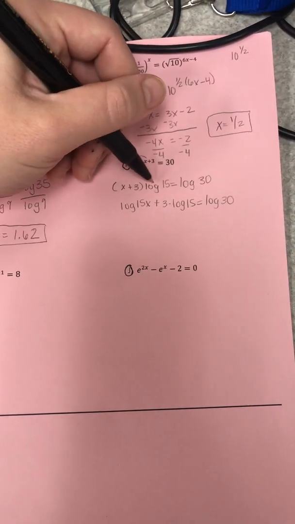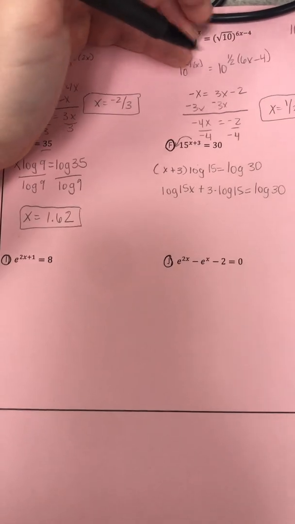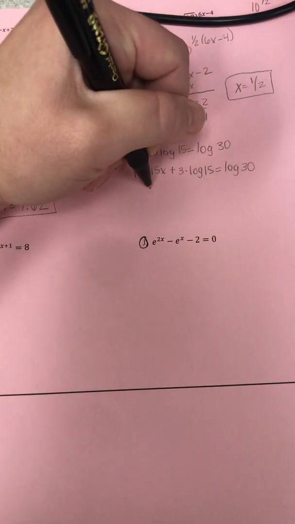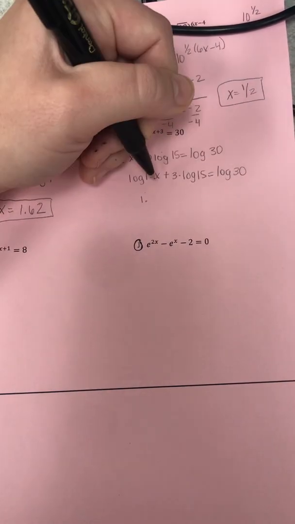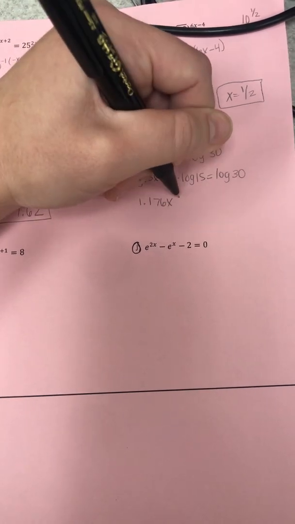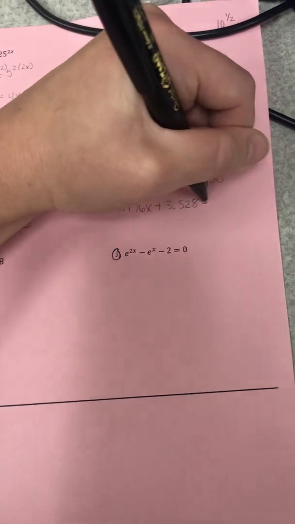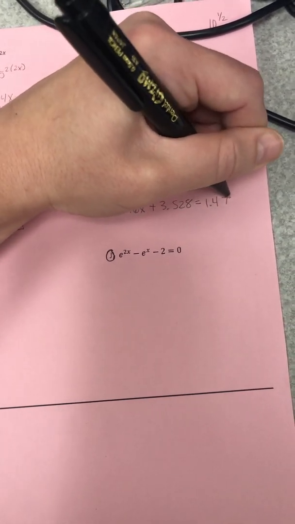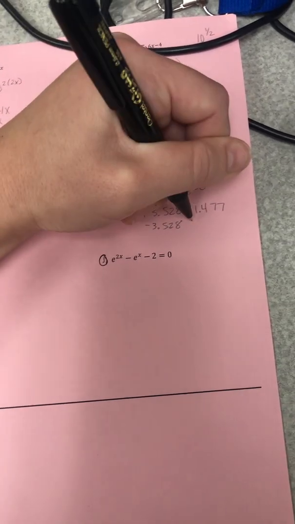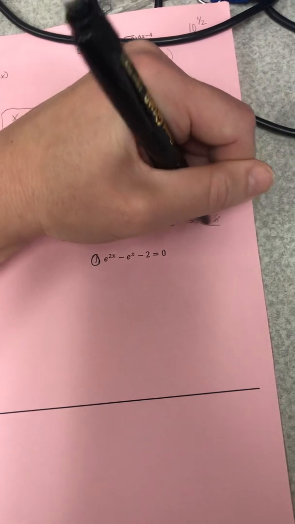I mean, you can change these to decimals and then distribute, or you can distribute and then change to decimals. It really won't matter. You can do these several different ways to get the same answer. Once I convert, I'll get 1.176x plus 3.528 is equal to log of 30, which is 1.477. I will subtract this 3.528, subtract 3.528.